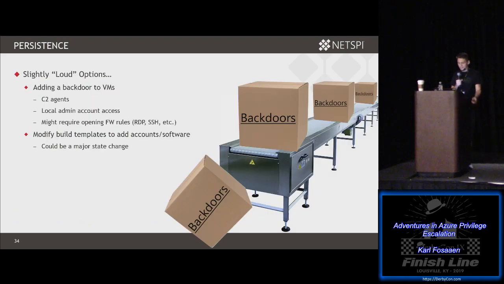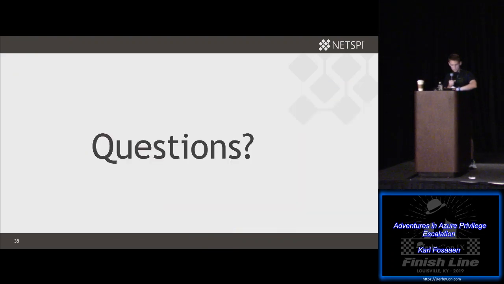A slightly loud option here is adding backdoors to VMs. We talked about that with the code execution a little bit, like even adding a local admin or opening up firewall rules. Once you have tenant admin, there's a lot that you can do. If you want to open up RDP to your IP addresses, you can do that and give yourself remote access at that point. There's also modifying build templates, Docker images, all that kind of stuff. There could be some major changes to the environment, so try to avoid major state changes in general, but these are slightly louder persistence options that may be an option for you. We're running up on time here.